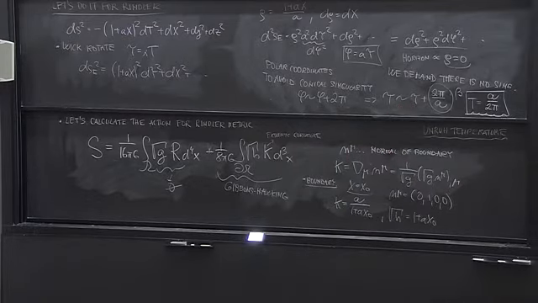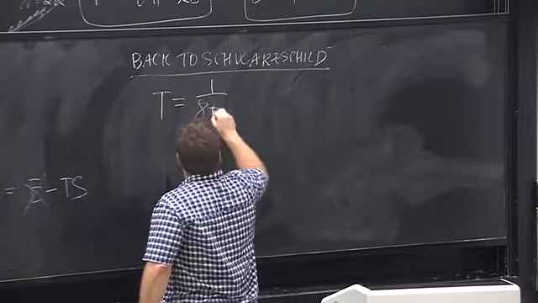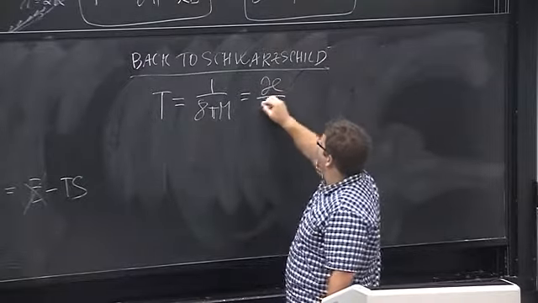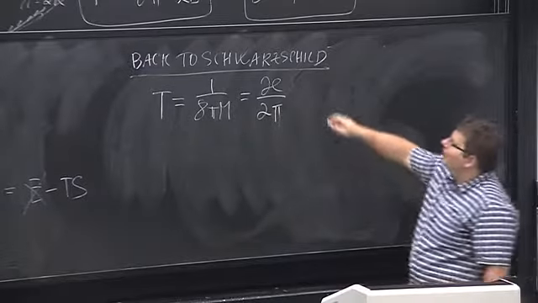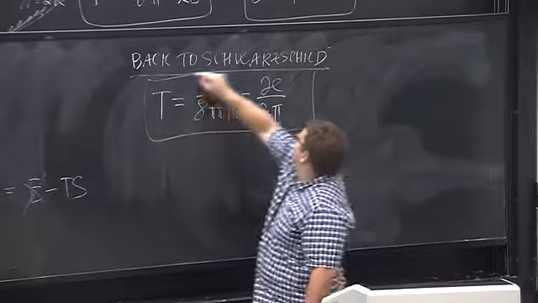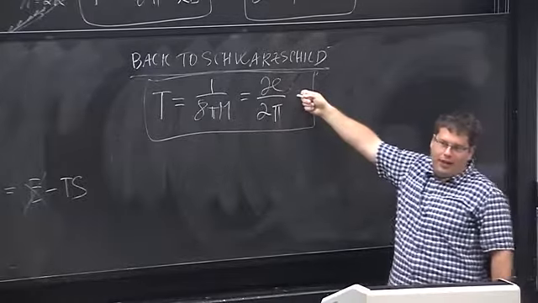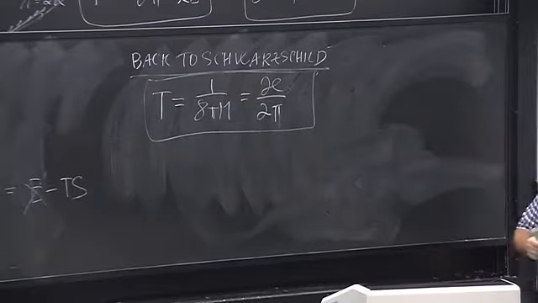And so you'll find that the temperature for Schwarzschild is 1 over 8 pi m, which is the surface gravity divided by 2 pi. Okay. By the way, notice that the surface gravity in Schwarzschild is precisely our Rindler acceleration A. Right? So you can switch one for another.